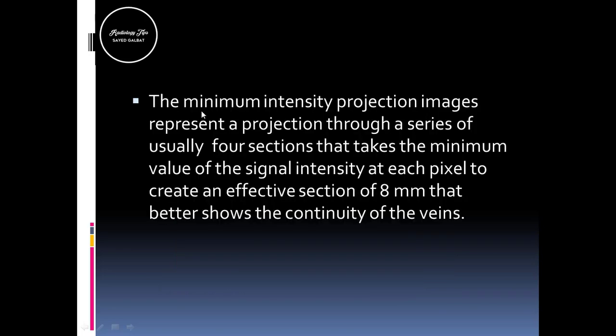The minimum intensity projection images represent a projection through a series of usually 4 sections that takes the minimum value of the signal intensity at each pixel to create an effective section of 8 mm that better shows the continuity of the veins.